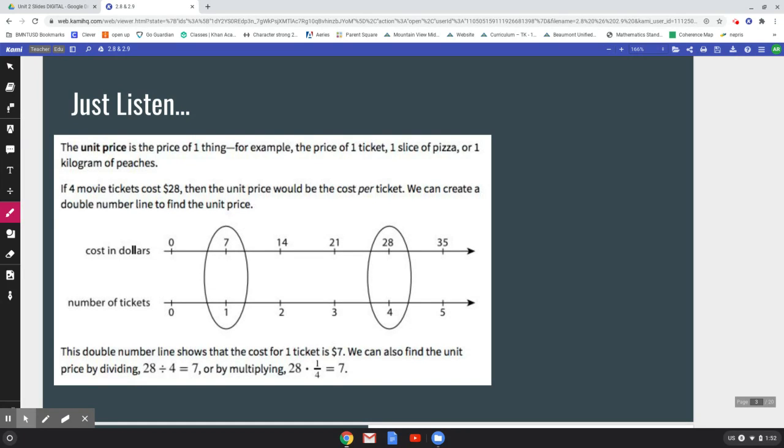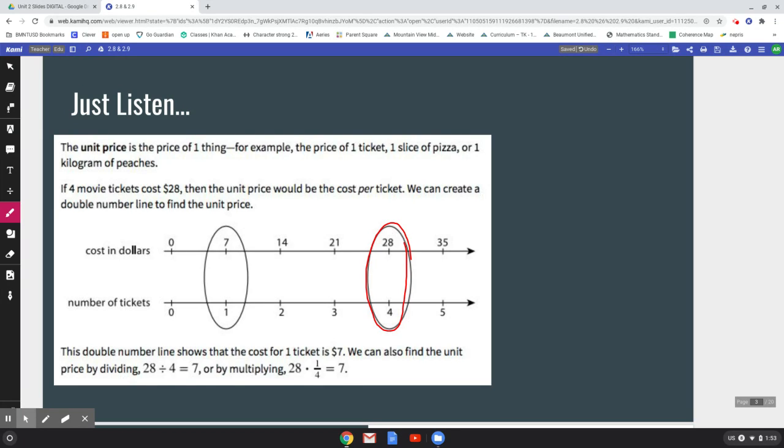It says the unit price is the price of one thing. For example, the price of one ticket, one slice of pizza, 1 kilogram of peaches. If 4 movie tickets cost $28, so that's going to be this right here, what would be the cost per ticket? We can create a double number line to find the unit price. The double number line shows that the cost for one ticket is $7.